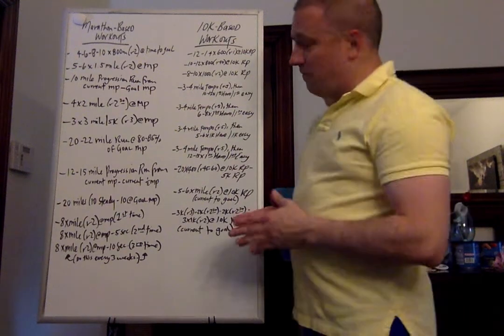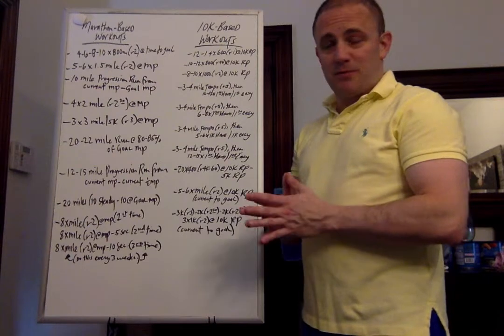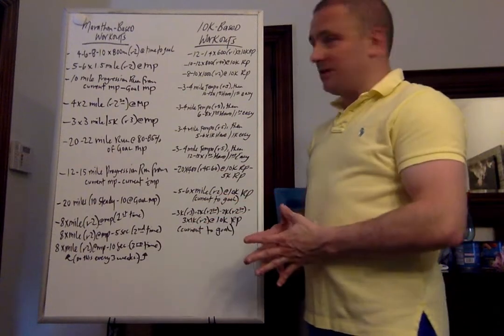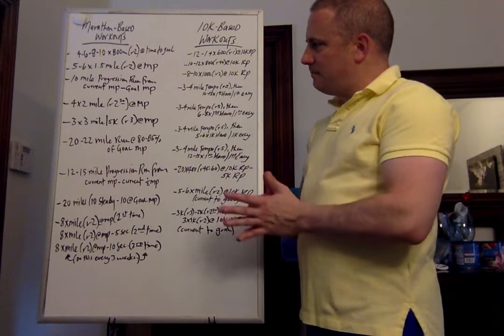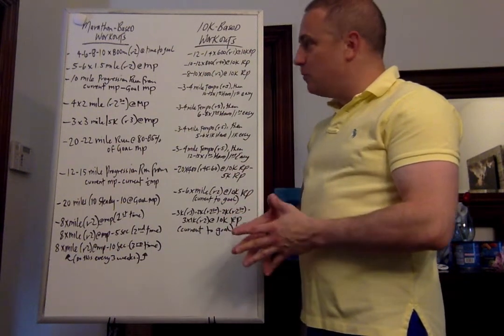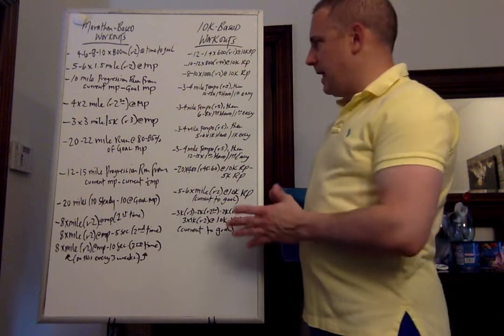Next one is 10 to 12 by 800 meters, 90-second recovery, same progression from current to goal 10K race pace. Then you go from that to 8 to 10 by 1,000 meters with a 2-minute recovery, same progression, current to goal 10K race pace. Okay.